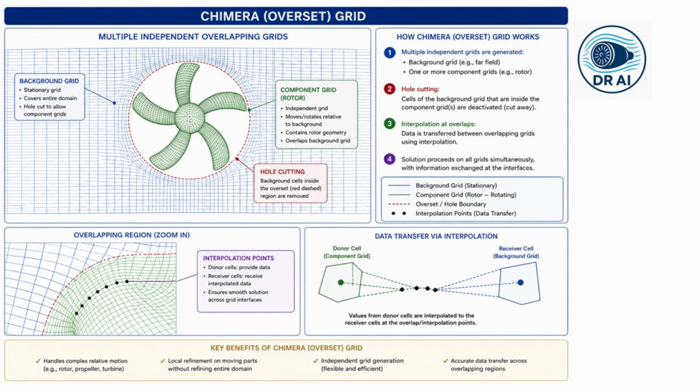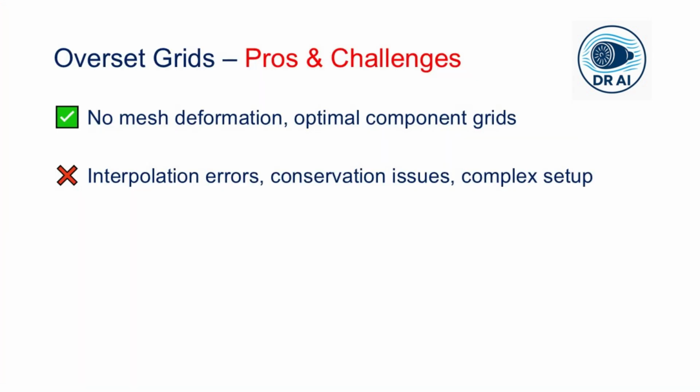So how it works: at each time step, the solver identifies the hole cells where one grid is obscured by another, and interpolation points where data is transferred between the grids. The solution is computed on each grid separately, then coupled via interpolation.